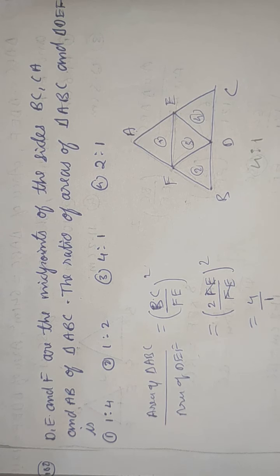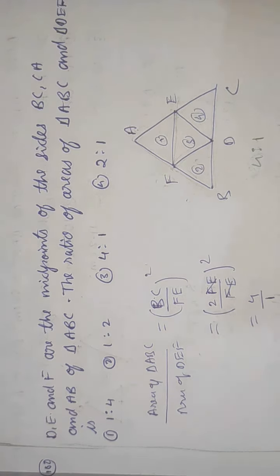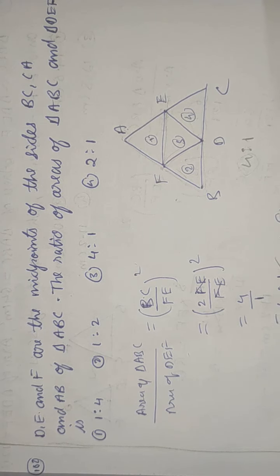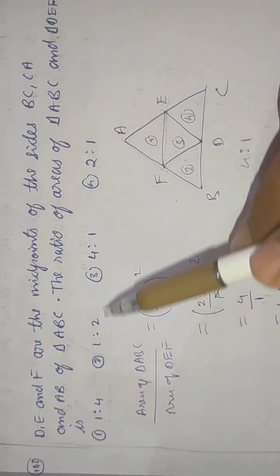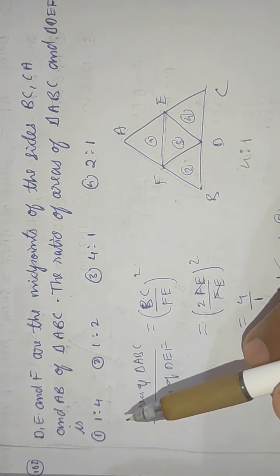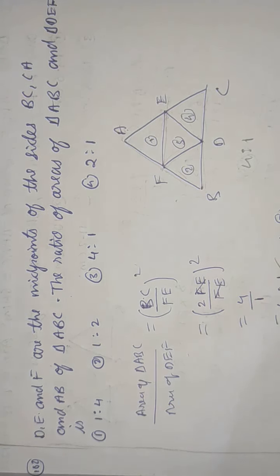So we are proceeding with the next part of Mathematics Karnataka TET paper 2020. So question number 102. In this question we are discussing the areas of similar triangles. It is based on areas of two similar triangles.